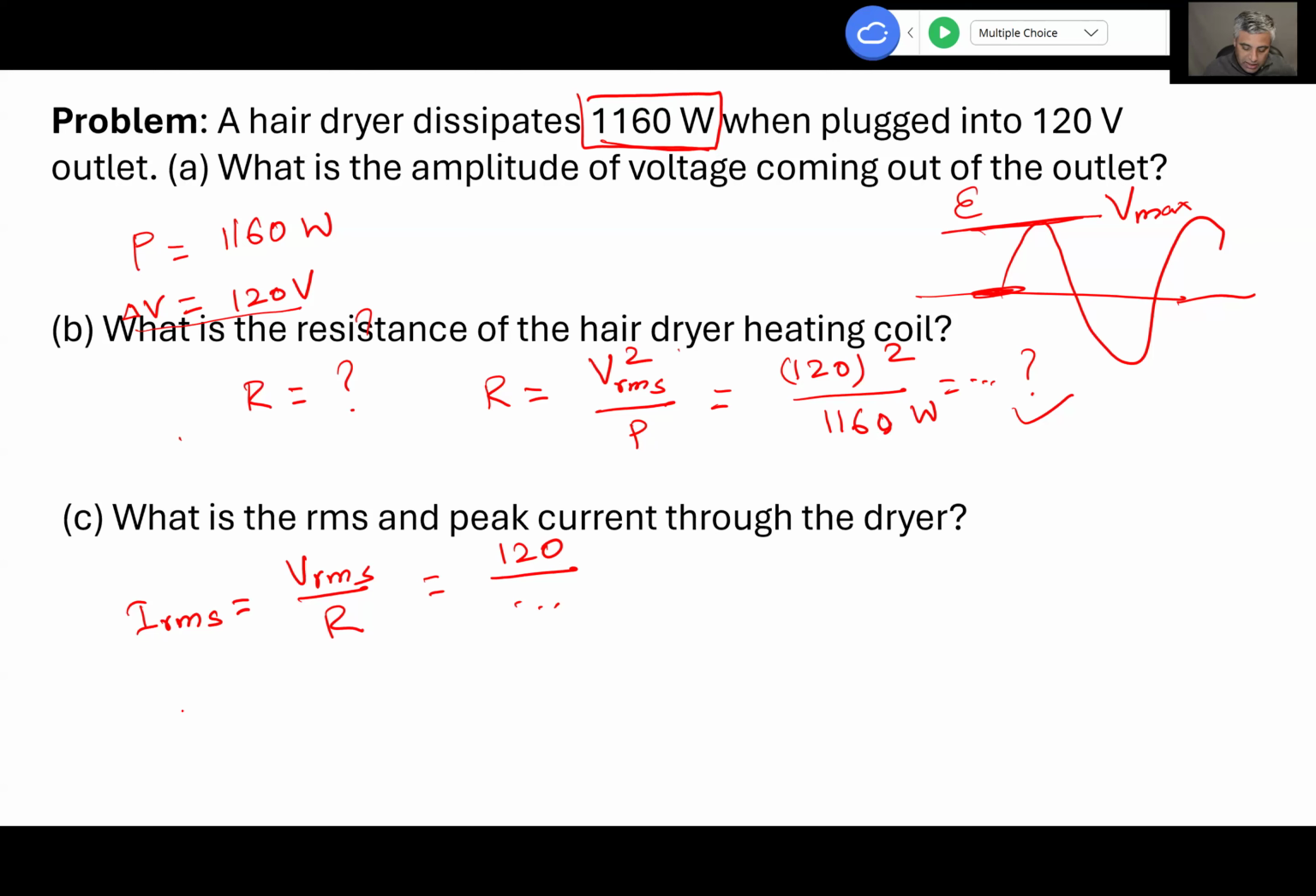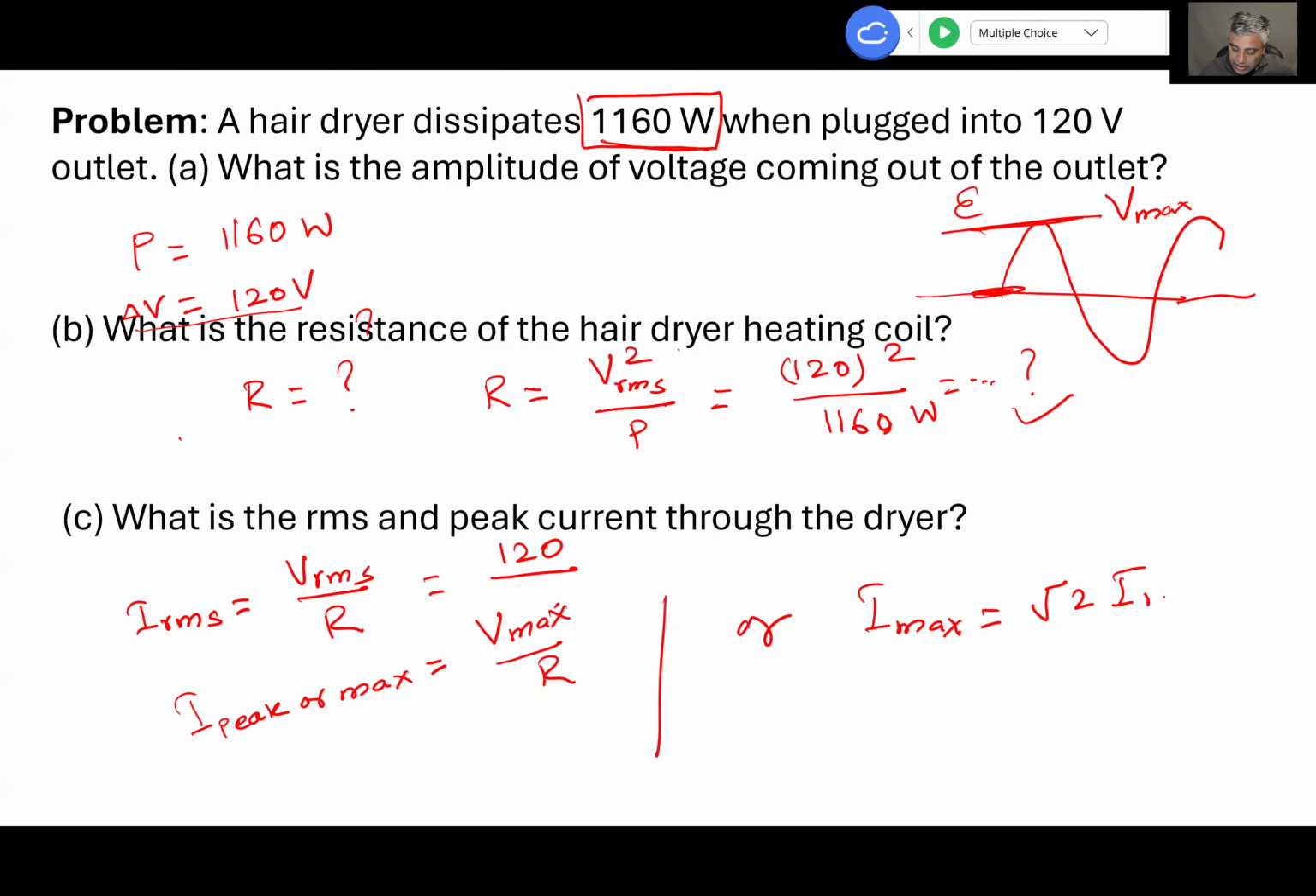How about peak? So now to find the peak or maximum value, there are two different ways. One, since you also figured out V max, right? You can use V max over R for I max, or I peak is square root 2 times I RMS. Since once you calculate that, you can put that there. Okay.